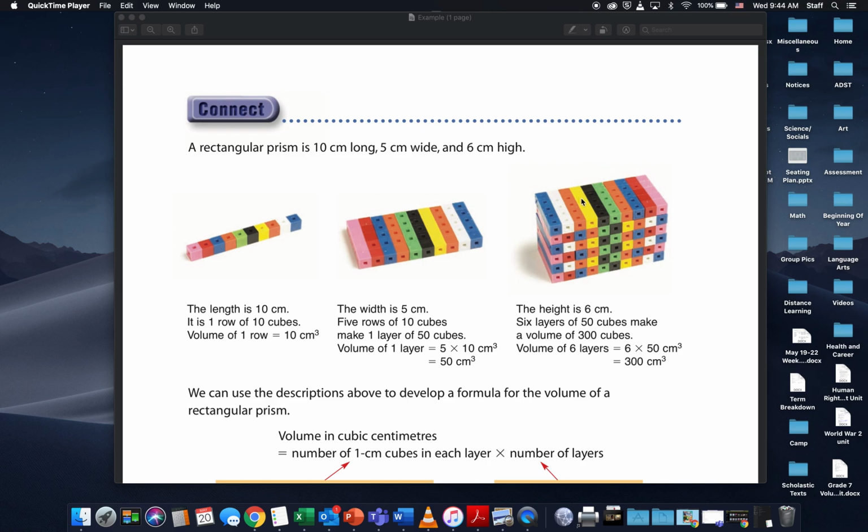So our way of finding out volume is we do width times length, so that's that 5 times 10, and then multiply that by the height, by 6 centimeters, and that gives us our volume. 5 times 10 is 50, 50 times 6 is 300 centimeters cubed. And what that means, there's 300 of these little centimeter by centimeter by centimeter cubes in this object. That's how much space it occupies.